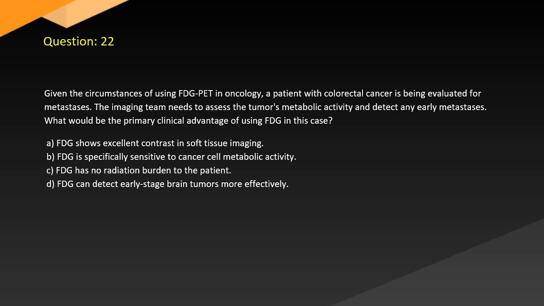Question 22. Given the circumstances of using FDG PET in oncology, a patient with colorectal cancer is being evaluated for metastases. The imaging team needs to assess the tumor's metabolic activity and detect any early metastases. What will be the primary clinical advantage of using FDG in this case? A. FDG shows excellent contrast in soft tissue imaging. B. FDG is specifically sensitive to cancer cell metabolic activity. C. FDG has no radiation burden to the patient. D. FDG can detect early-stage brain tumors more effectively.